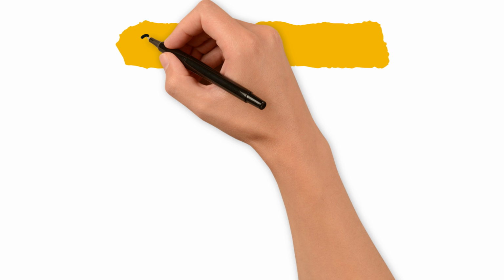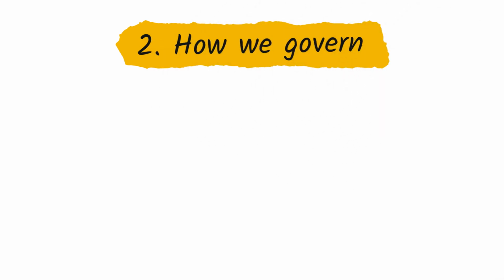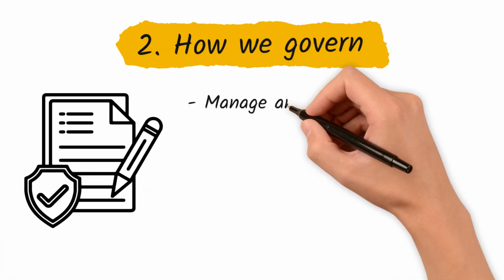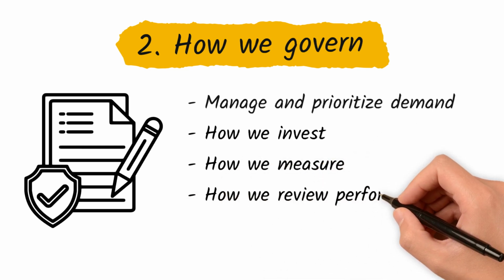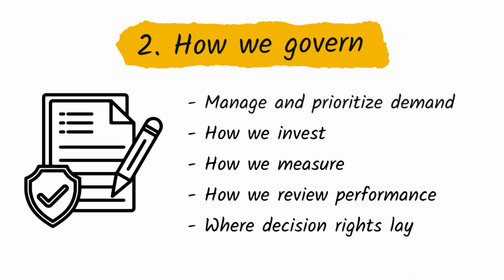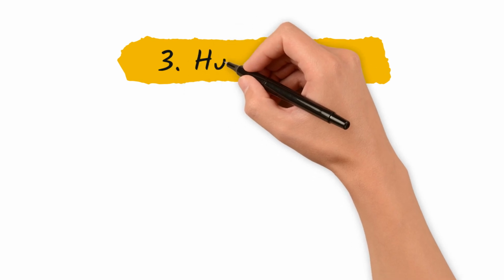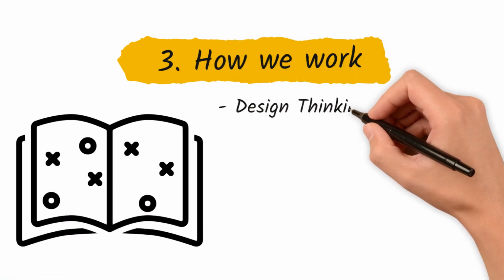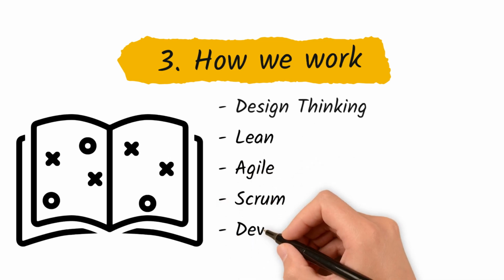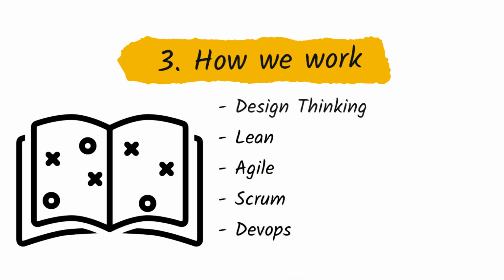Component 2. How we govern. Governance refers to how we manage and prioritize demand, how we invest, how we measure, how we review performance, and where decision rights lay. Component 3. How we work. The how we work component defines the set of processes that dictate how work will be approached in terms of both discovery and delivery.